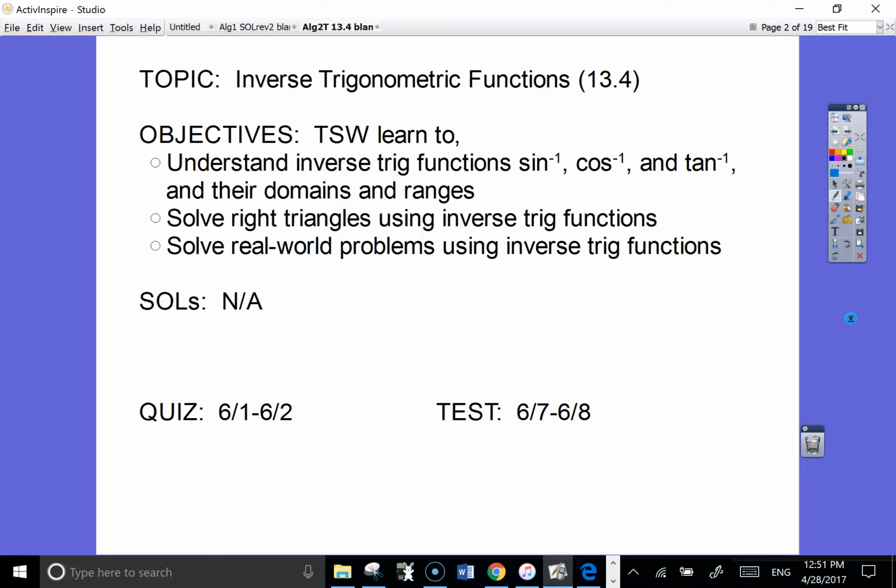Okay, so this one, we did a little bit of this section before, because when we were solving right triangles, we had to learn how to solve for the angle. And we had a little bit of homework from 13.1 and a little bit from 13.4. But most of 13.4 we didn't look at.